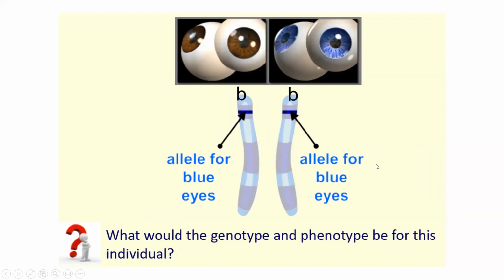Okay, let's have a look at this individual now. This individual has little b, little b. So their mum and dad passed on the allele for blue eyes. So the genotype is little b, little b. The phenotype is they have blue eyes.